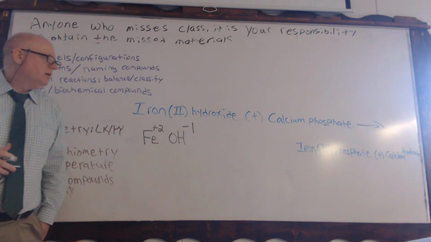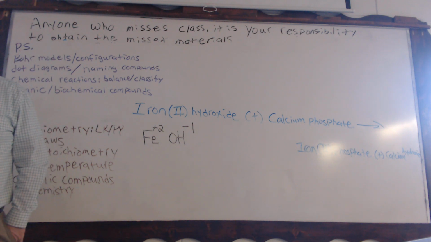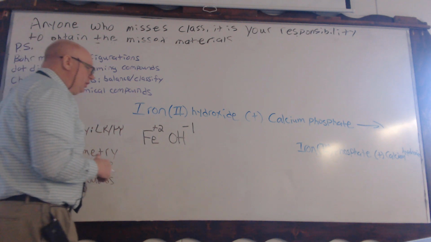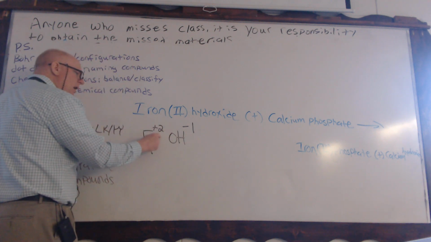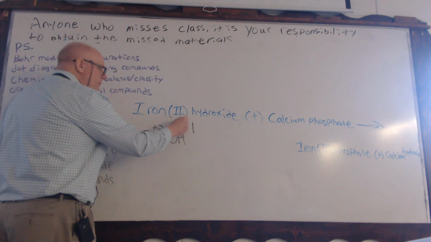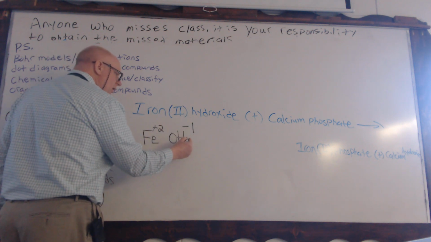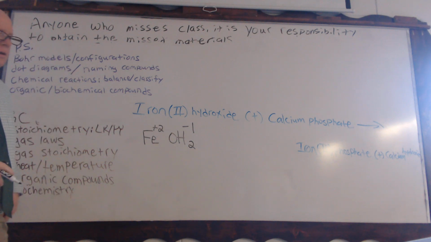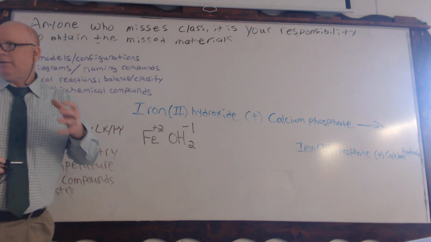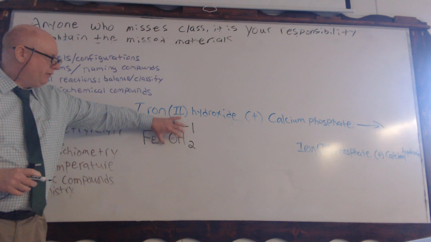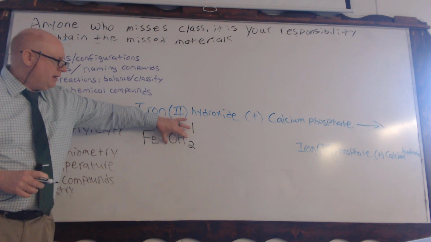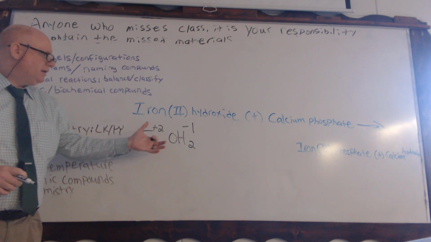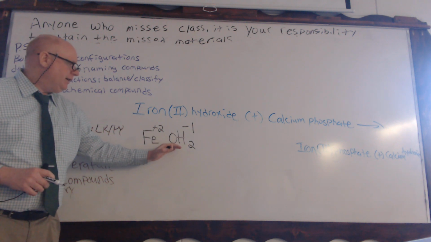Okay? What's your least common multiple? Now, someone said 2, which is correct. 2 divided by 2 is 1. We've got 1. 2 divided by 1 gives us 2. This isn't quite correct, though. Okay? Because hydroxide is both of these elements together. That's why it's a polyatomic ion. So we want 2 of this whole thing.